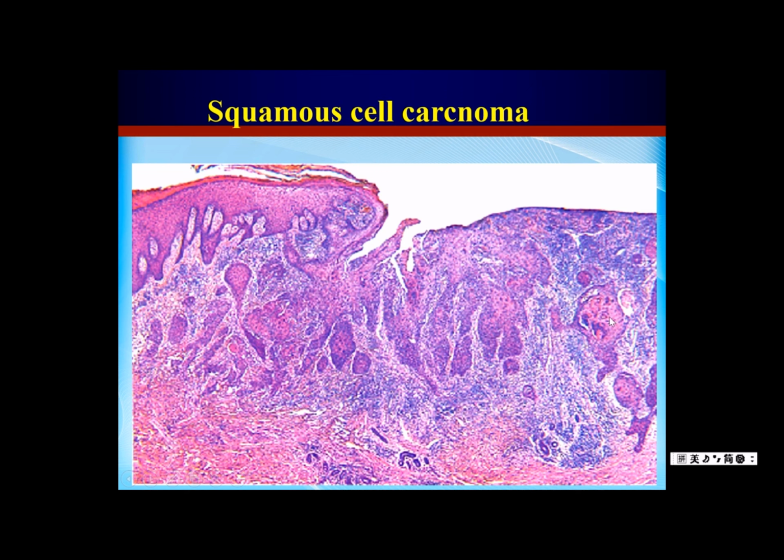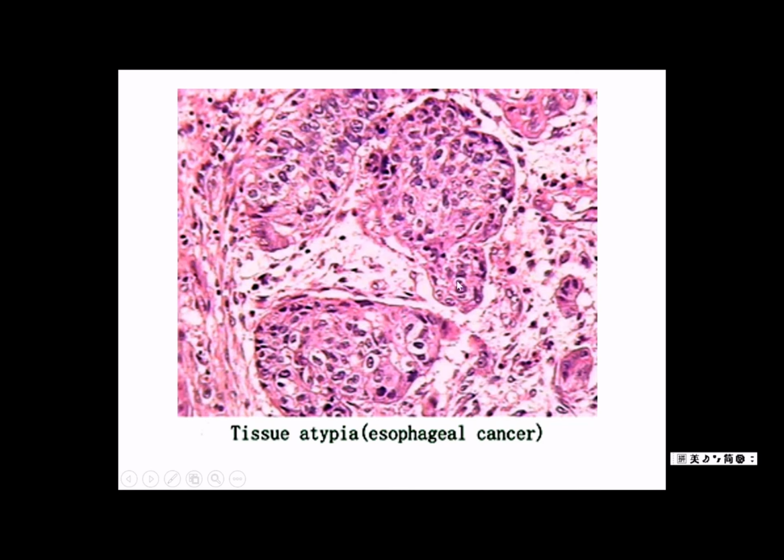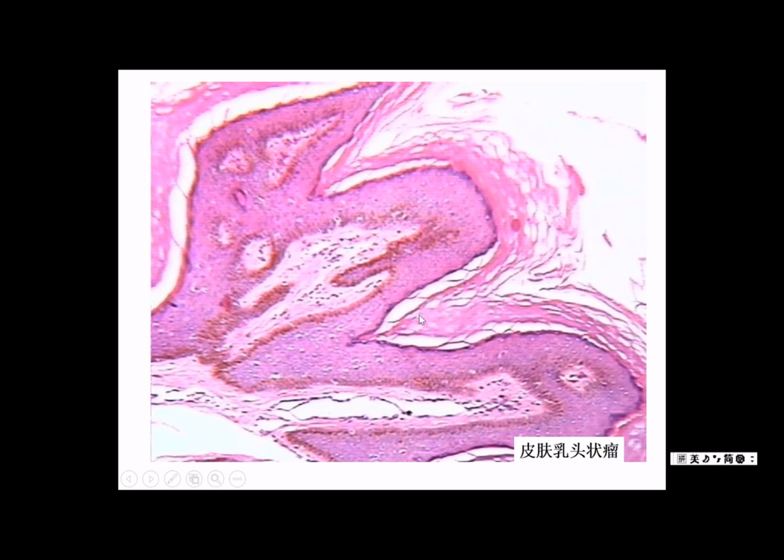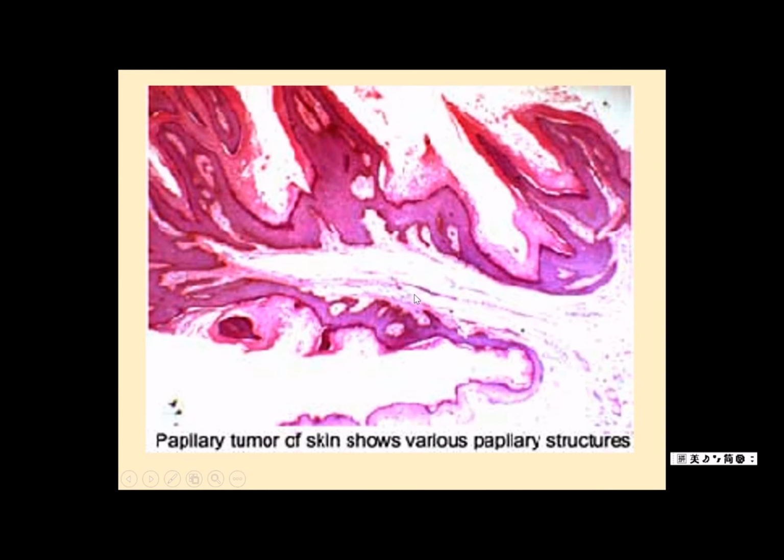How about this one? This is the squamous cell carcinoma. The structure is different from the normal. We can find the nest. This is a nest. This is a benign tumor derived from squamous epithelium. And this structure is different from the normal epithelium. We can find the finger-like structure. And this is another picture. We can easily find the finger-like structure. So in the tumor tissue, we can find the tissue atypia, both in benign tumor and malignant tumor.